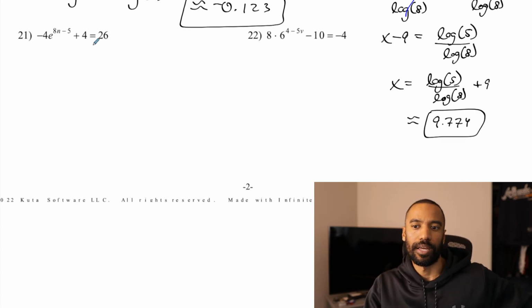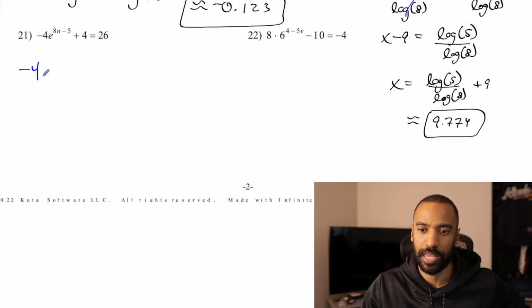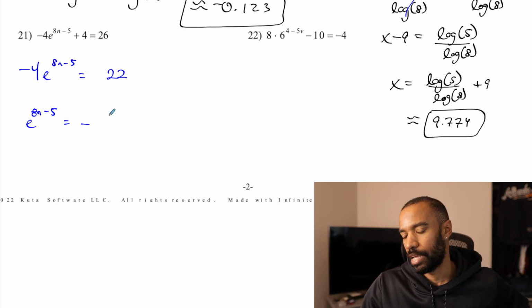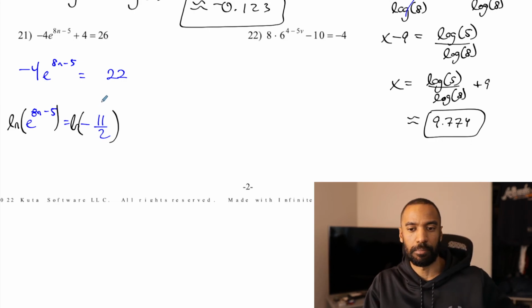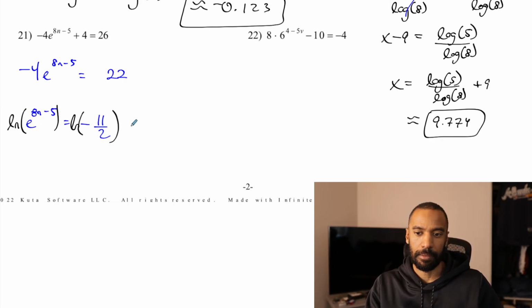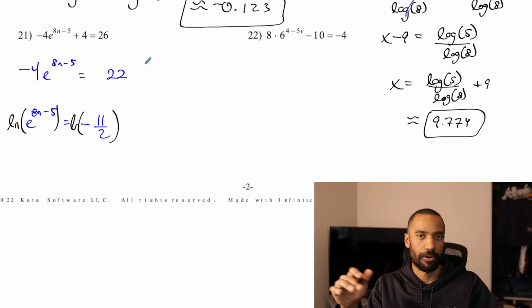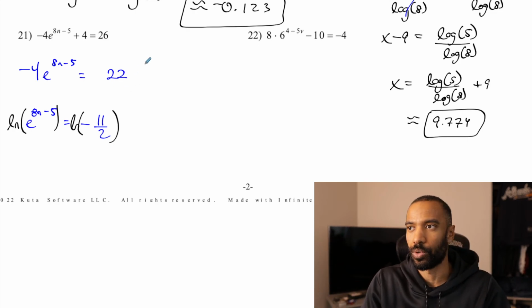All right, number 21, subtract 4 from both sides. We get negative 4 e to the 8n minus 5 equals 22. Divide both sides by negative 4. You get e to the 8n minus 5 equals negative 22 over 4, negative 11 over 2. We're going to natural log both sides here, but don't live too long on this problem. You can't take the natural log of a negative number. You start getting too deep into trying to get n by itself, you type natural log, you get an error, and you're wondering what you're doing wrong. You're trying to take the log of a negative.